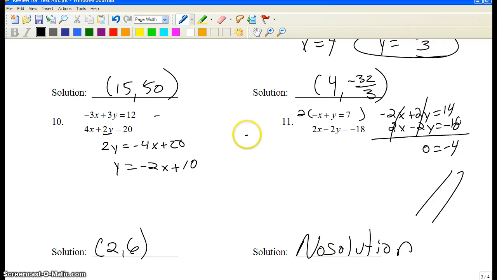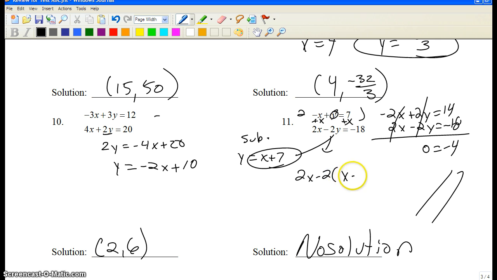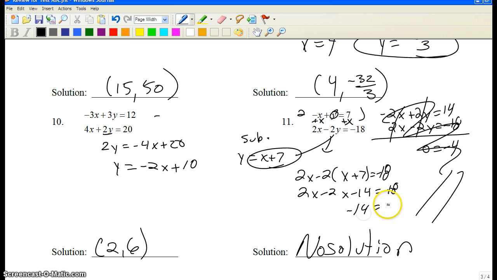If you did this a different way, if you did this using substitution, I would turn around and solve for that y. So I would add x to both sides, and I would get y equals x plus 7, and that's what I would take and put in there. 2x minus 2 times x plus 7 equals negative 18. And then distribute, and you get negative 14 equals negative 18, which again doesn't match, so it's no solution.